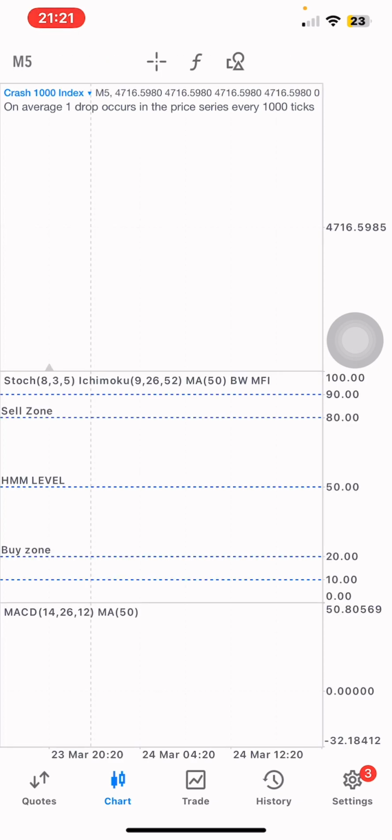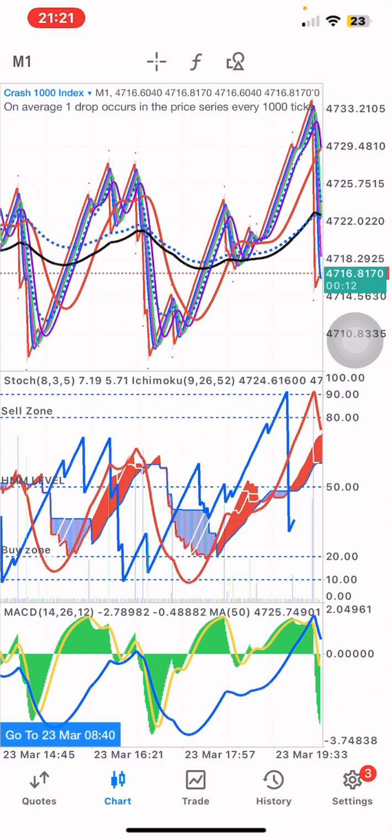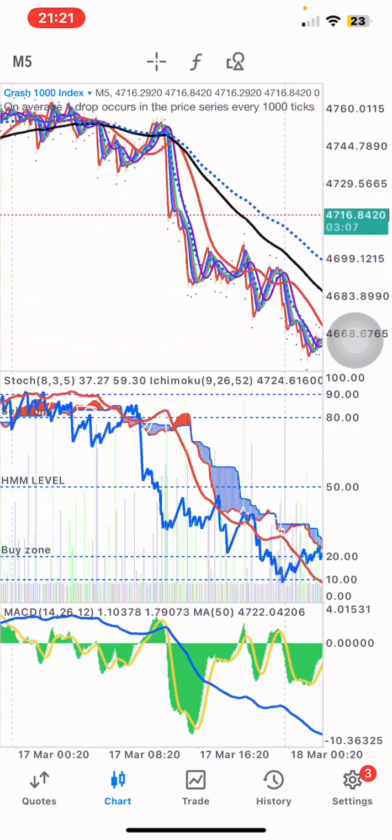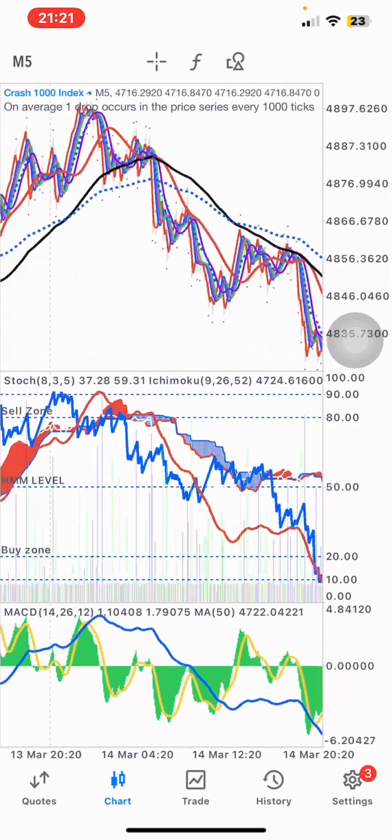Excuse me, there's a network problem here. I need to sort it out. This is it. So this is the 15-minute chart. Look at it. This is Crash 1000.